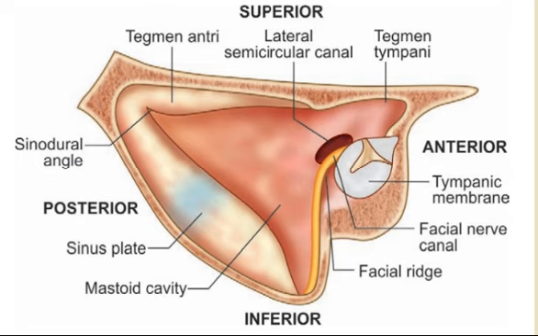Indications. The postaural incision is preferred by many. It is used for cortical mastoidectomy, modified radical and radical mastoidectomy, tympanoplasty, decompression of facial nerve, and endolymphatic sac operation.